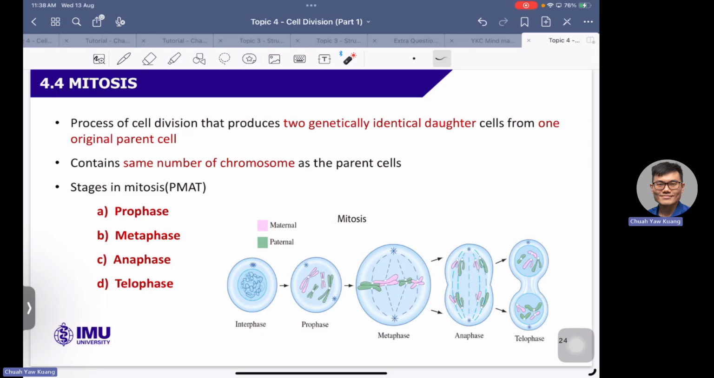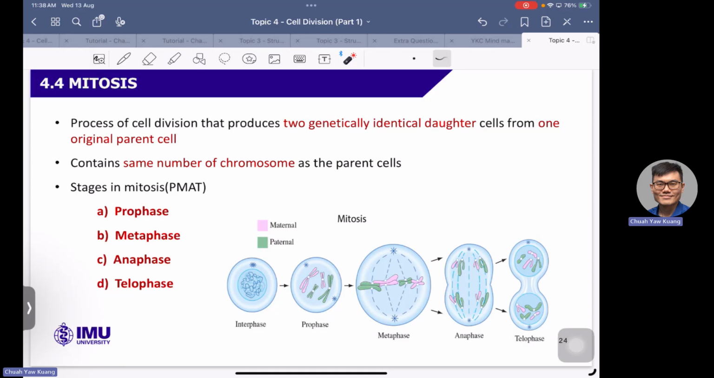So now, the four phases of mitosis are prophase, metaphase, anaphase, and telophase, right? But the prophase is very, very long. In the whole mitosis, prophase can take up to 80% of the time. Right? It can take up to 80%. So that means that most of the time the cell is under prophase.